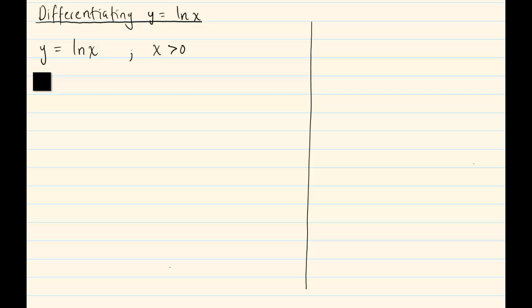Hi, in this short video we are going to look at how to find the derivative of y equals the natural log of x, and we know that this function is only defined for values of x which are greater than 0. I should be able to write this in exponential form, and then I'll make use of the idea that d/dx of e^x is equal to e^x to then deduce the derivative of y equals the natural log of x.